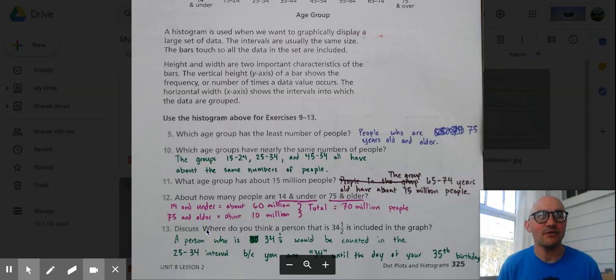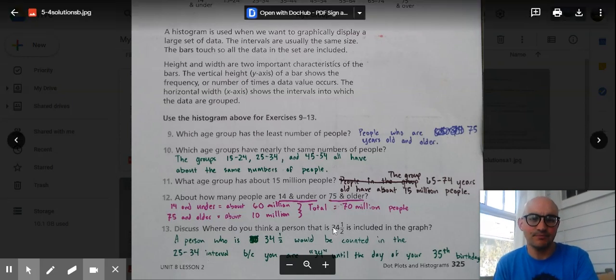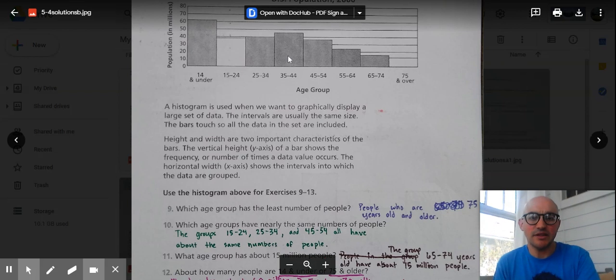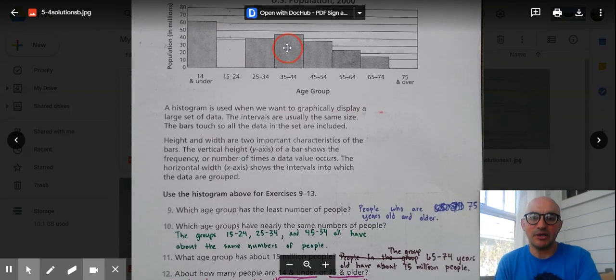If you're 34 and a half, are you technically 34? Are you technically 35? Well, the way we think about age, if you're 34 and a half, you're still 34 until the day of your 35th birthday. So that's just how we think about it. So that person who's 34 and a half would be included in this interval of 25 to 34, okay? And that would be this group right here where I've got my cursor.